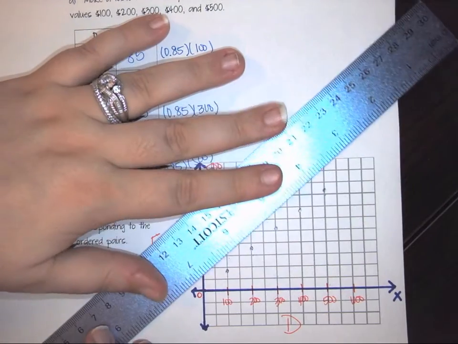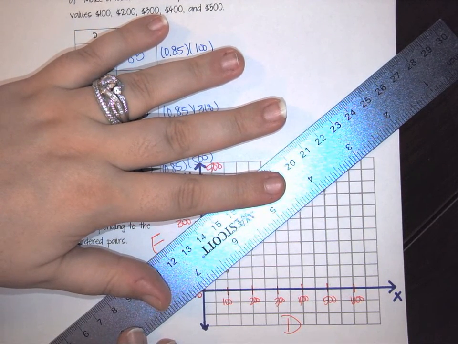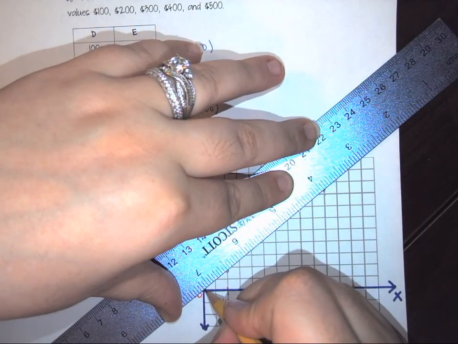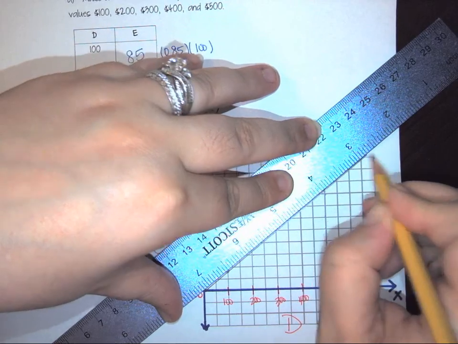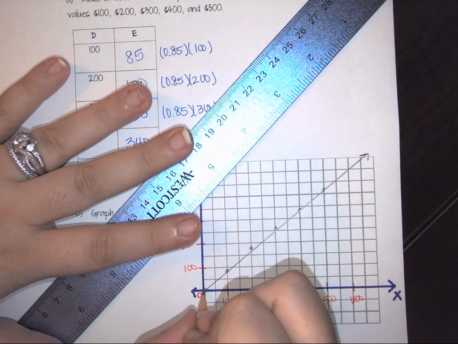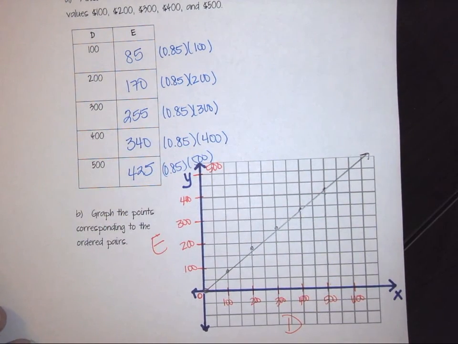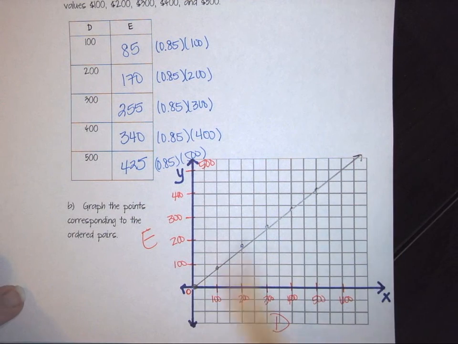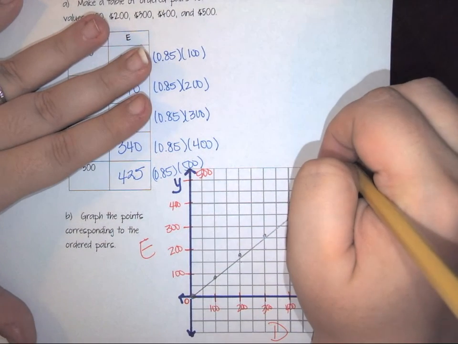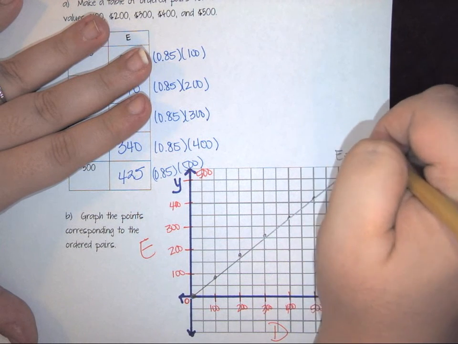So what you would do is come in and connect them as best as you can. And so this would be what your line looks like. Notice, because we're talking about price in euros, we're starting at 0, we're not going through it. So therefore, this would be what we need. And so here, this equation here is the one where E is equal to 0.85D.